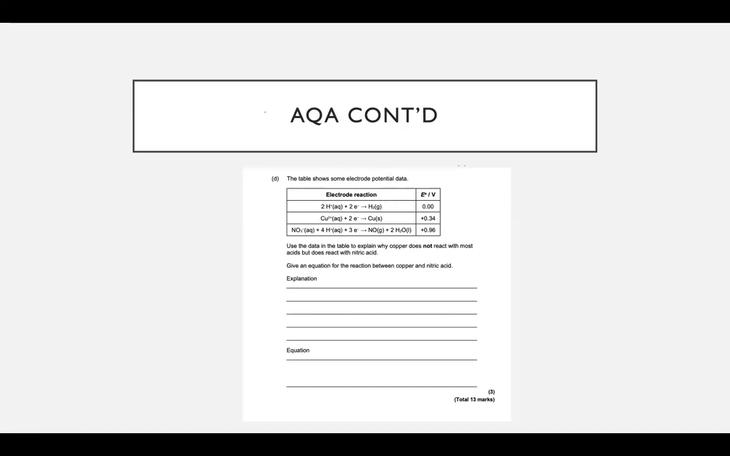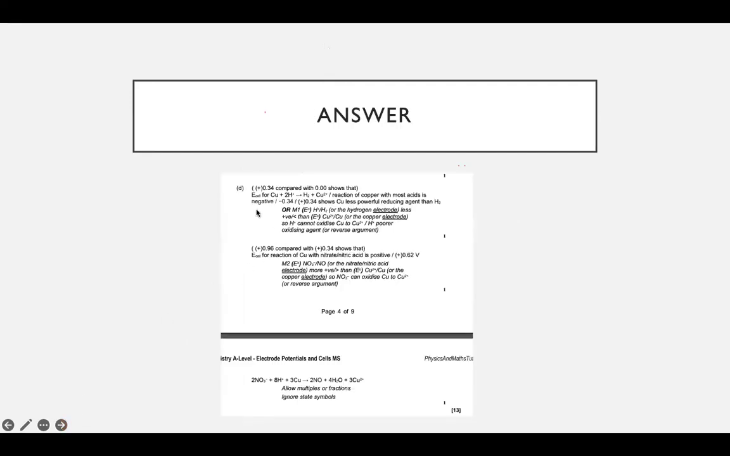So if that hypothetically did occur, you'd have a negative E cell value. But in nitric acid, the copper reacts with nitrate, not the H+ ions, and your E cell value is positive. I think it was plus 0.62. A positive E cell value indicates feasibility. Yes, that's what this says.